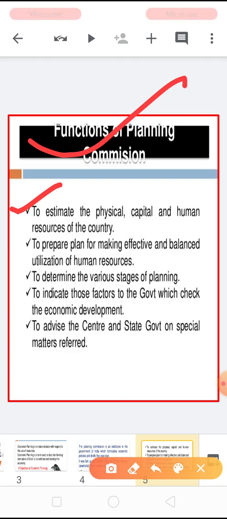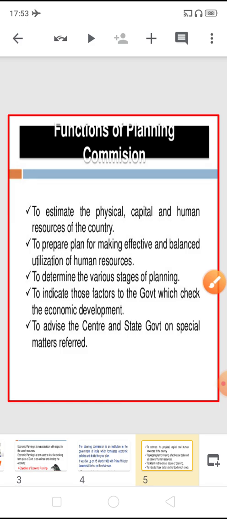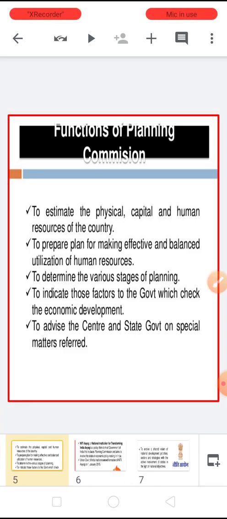Now the next function of the planning commission is to prepare plans for making effective and balanced utilization of human resources. Next is to determine the various stages of planning. Next is to indicate those factors of the government which check the economic development, and to advise the central and the state governments on special matters referred. These are basically the functions of the planning commission.